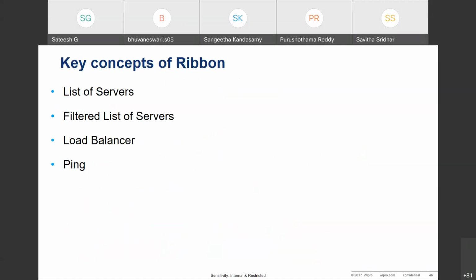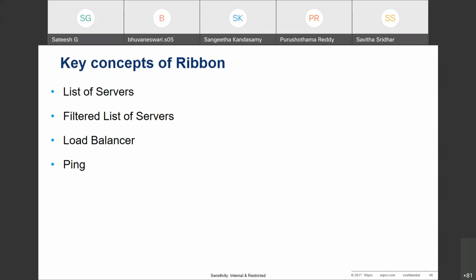To understand Ribbon, there are 4 key concepts that you need to be aware of. What are the 4 key concepts? One is, how does Ribbon get to know the list of servers where this instance is running? For example, if you have configured Ribbon client-side load balancer in your cafe info, the client-side load balancer, which is Ribbon, should know a list of servers where cafe review is running, isn't it? How does it know the list of servers?